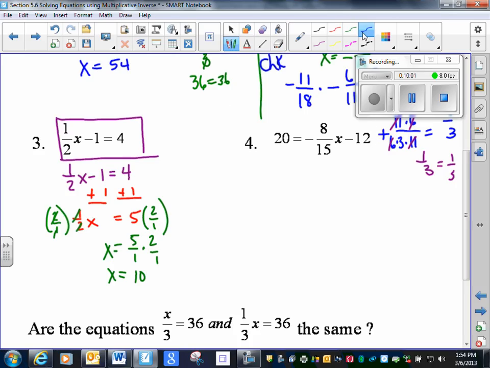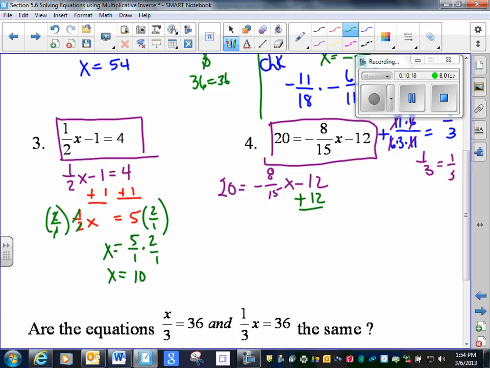Let's see. I'm going to box him up. I'm going to rewrite and move over a little bit. Minus 8 over 15x minus 12. I hope you see that we're going to add 12 first. Get rid of that guy. And get 32 equals minus 8 over 15x.